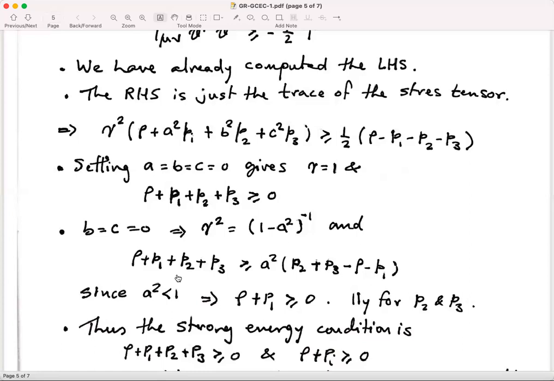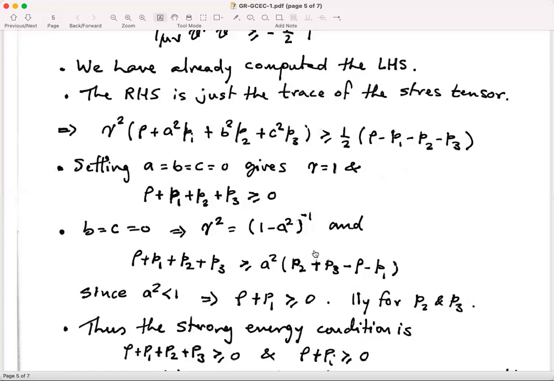And if you do that, then you will realize that similar things could be done with B not equal to 0 and C not equal to 0 for P2 and P3. So therefore, what we find is that if you impose a strong energy condition, then what you get is rho plus P1 plus P2 plus P3 greater than or equal to zero. That was the first condition that we got. And the other condition is rho plus P_i greater than or equal to zero.